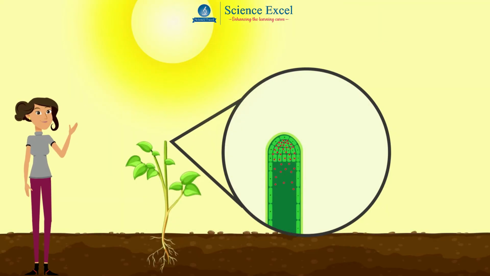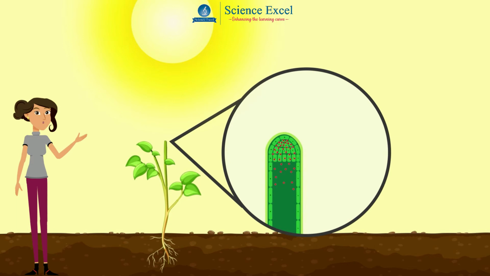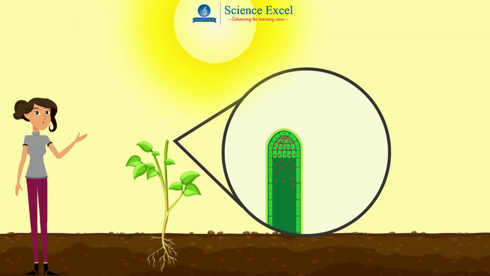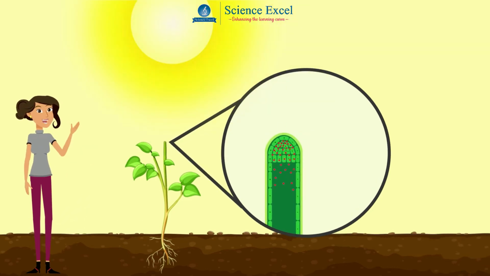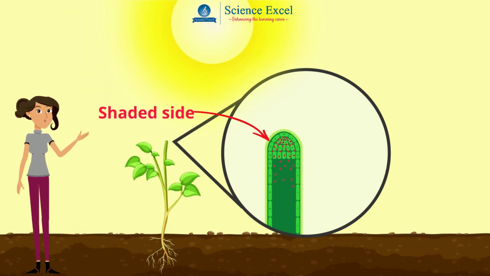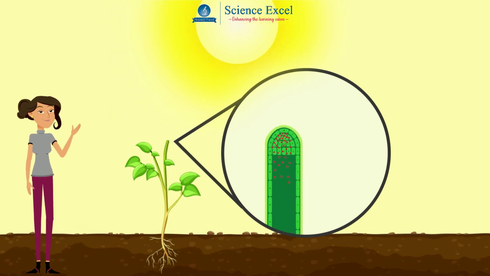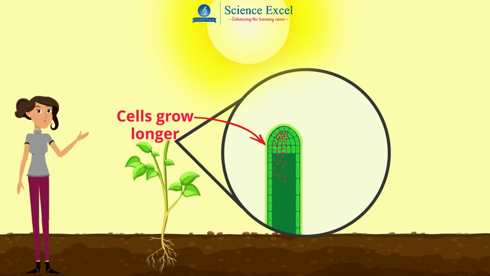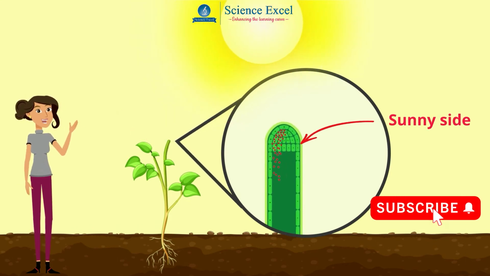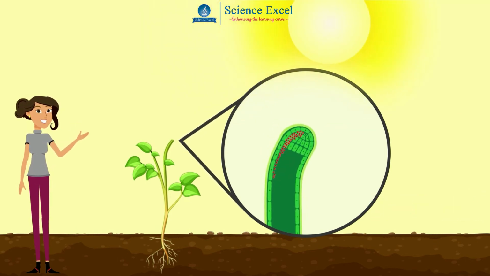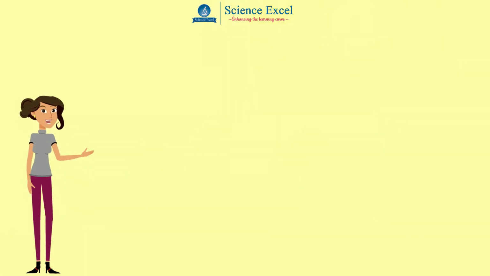When light shines onto a shoot from all around, auxin is distributed evenly around the tip of the shoot, and so the shoot grows straight in an upward direction. If light falls onto the shoot from one side, auxin will move to the shaded side of the plant stem by diffusion and cause those cells to grow longer, while the cells on the sunny side of the plant stay the same size. This will cause the plant to bend to one side, that is, towards the sun.